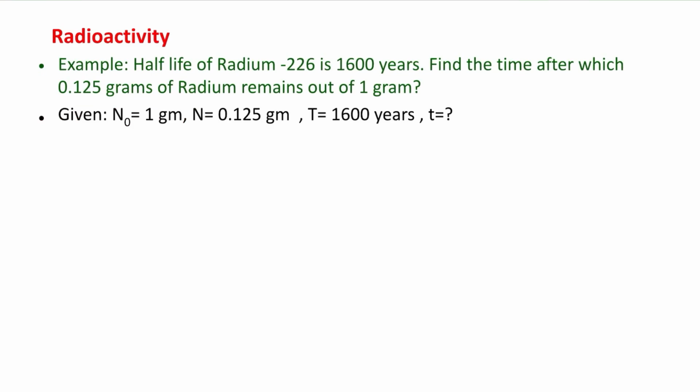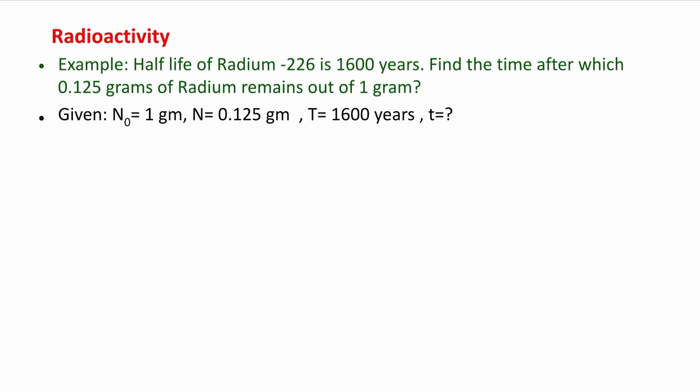So what do we understand from this problem? That the initial quantity of radium-226 was 1 gram, so N0 is equal to 1 gram. The quantity that remains present or undecayed, capital N, is equal to 0.125 gram. The half-life period of radium-226, capital T, is equal to 1600 years. And we have to find the small time t.